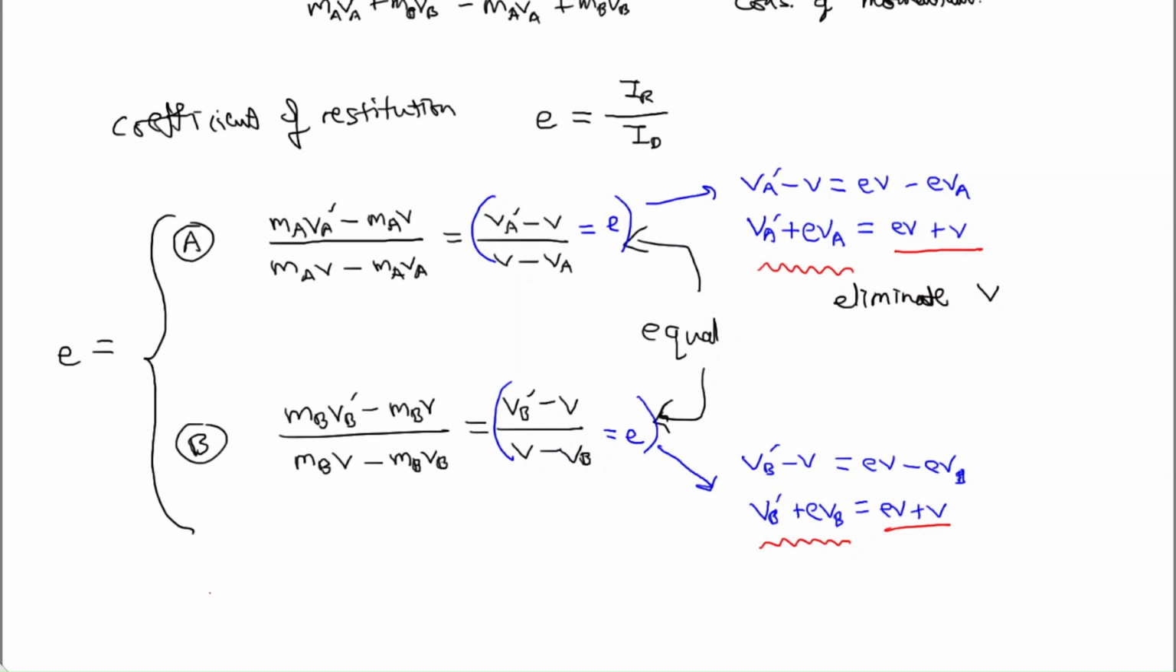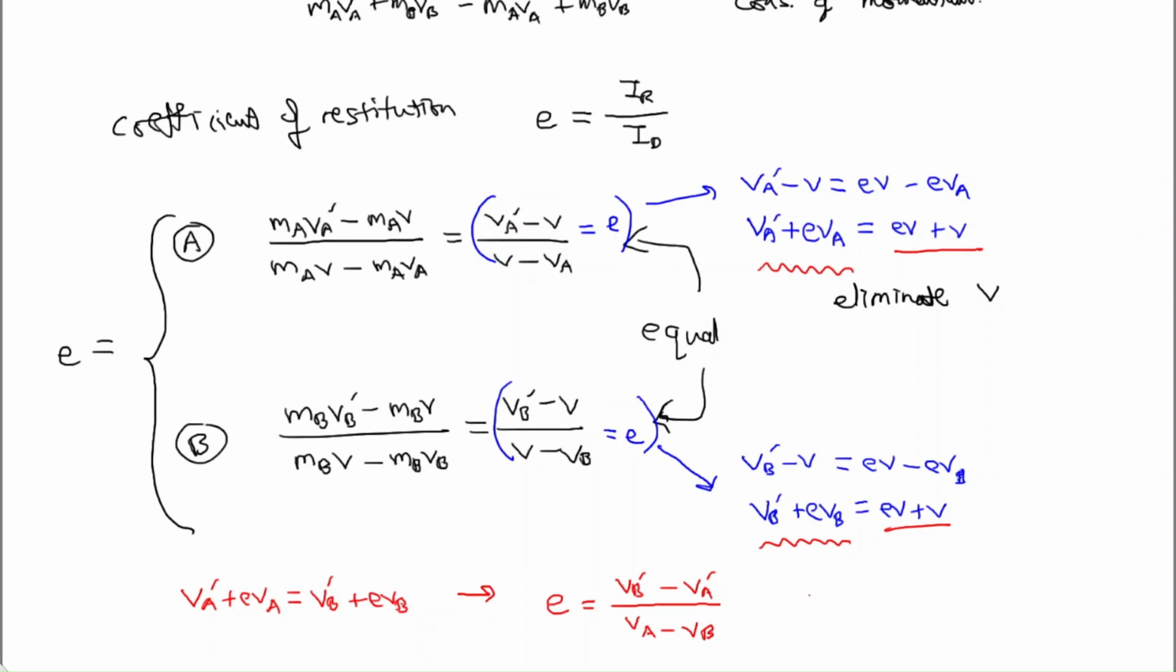What I'm going to get here is v sub a prime plus e v sub a equaling v sub b prime plus e v sub b. I'm just going to shortcut the rest of this and then solve for e. And when we do that, we get a fraction for e: v sub b prime minus v sub a prime, over v sub a minus v sub b.